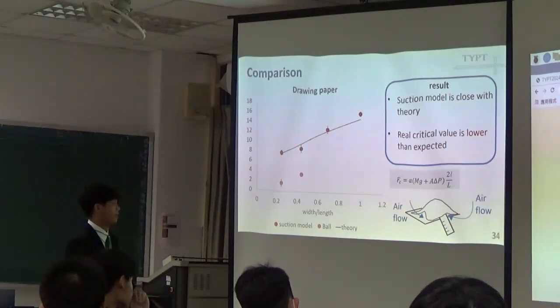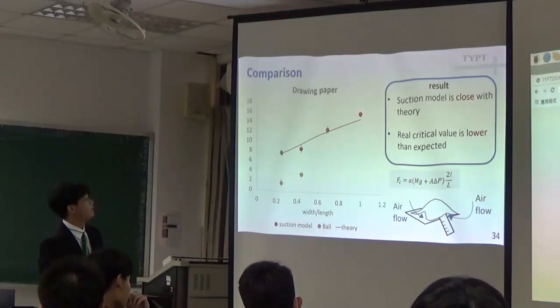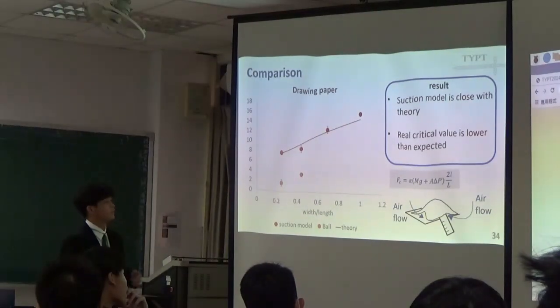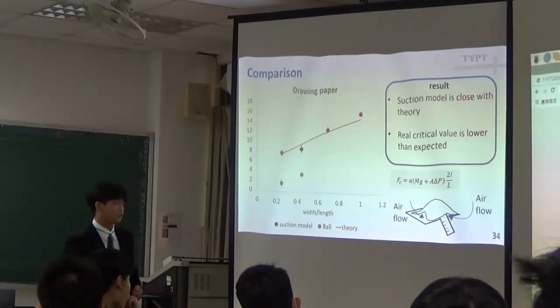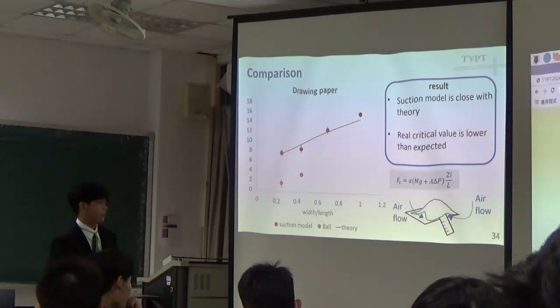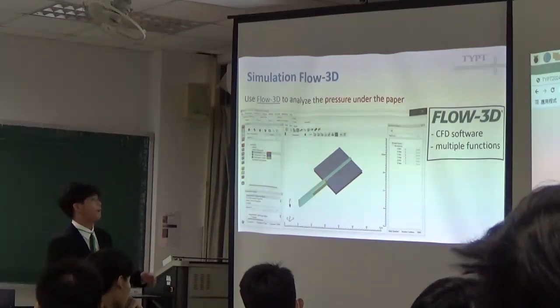And here we compare the suction model with theory and the ruler trick setup. We can see that the suction model is close to our theory. However, the real critical value is lower than we expected. And I think the main reason might be related to the airflow, because when the ruler flips, there might be some airflow into it. So I use Flow-3D to analyze the pressure under the paper.